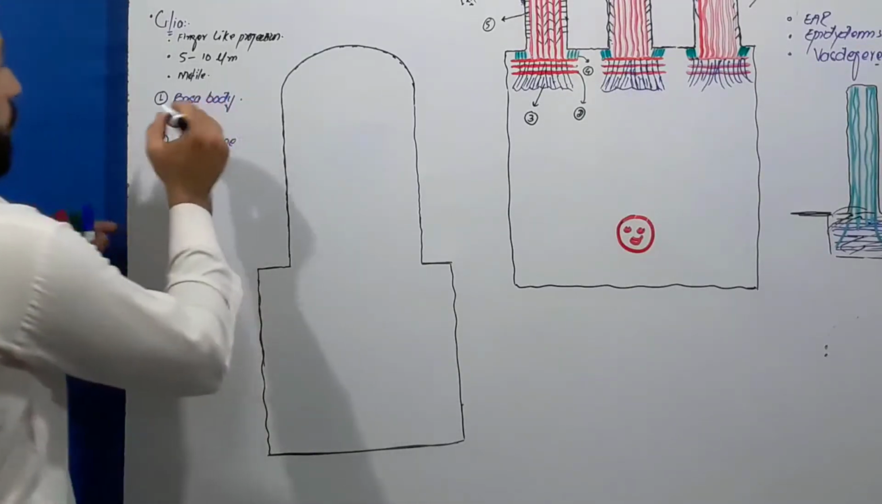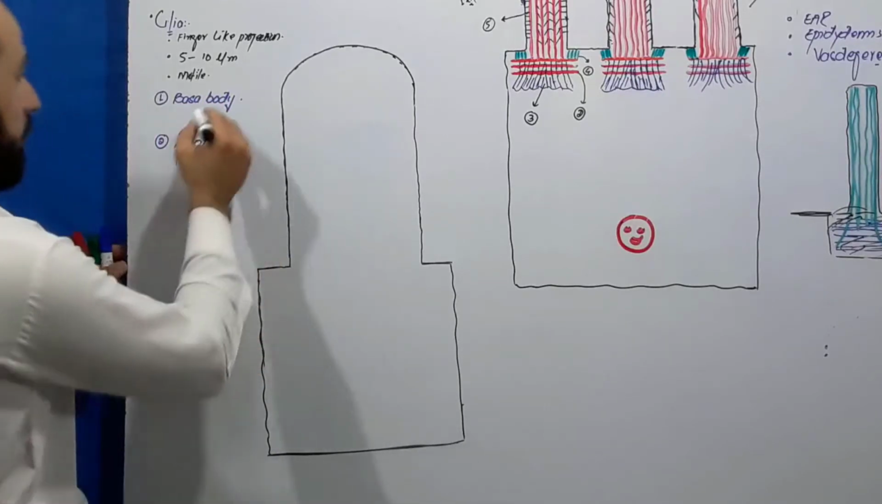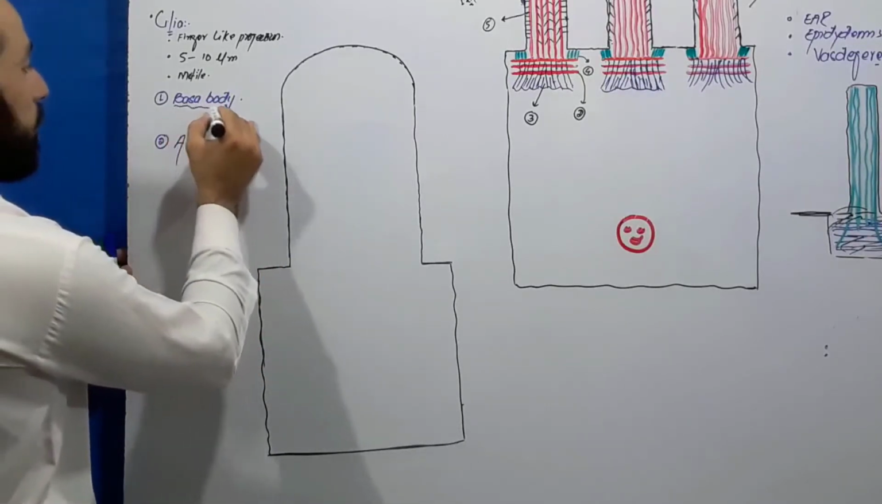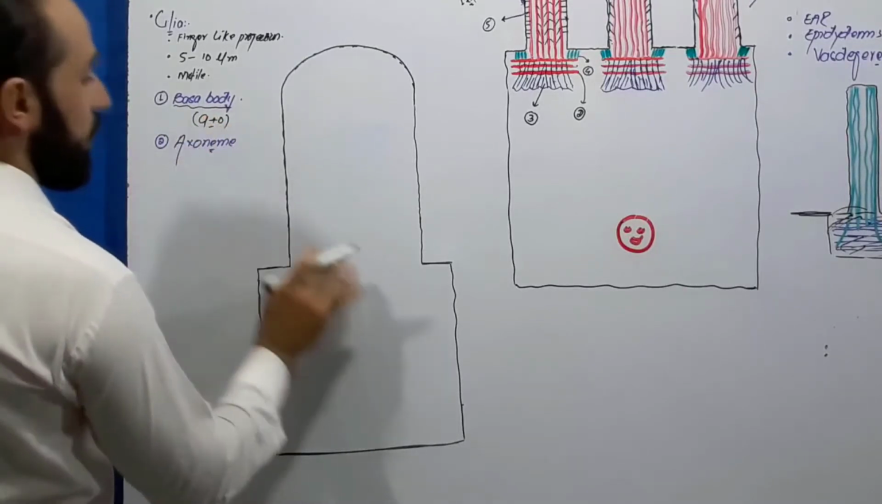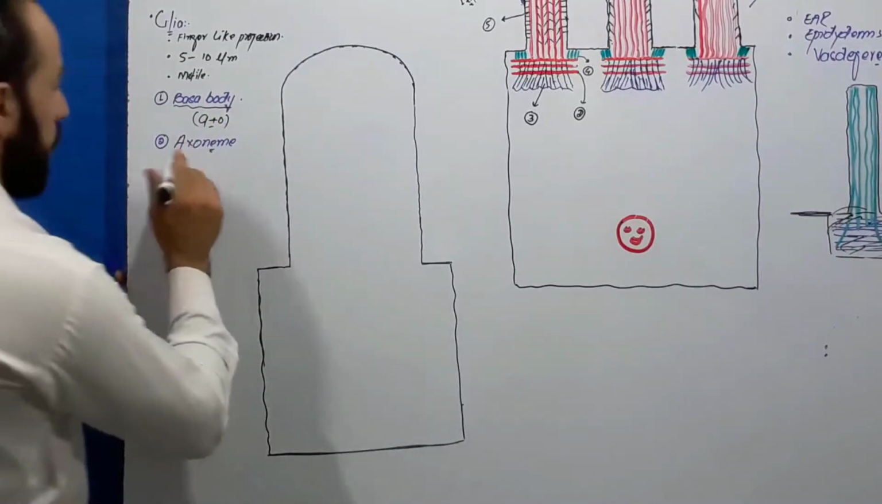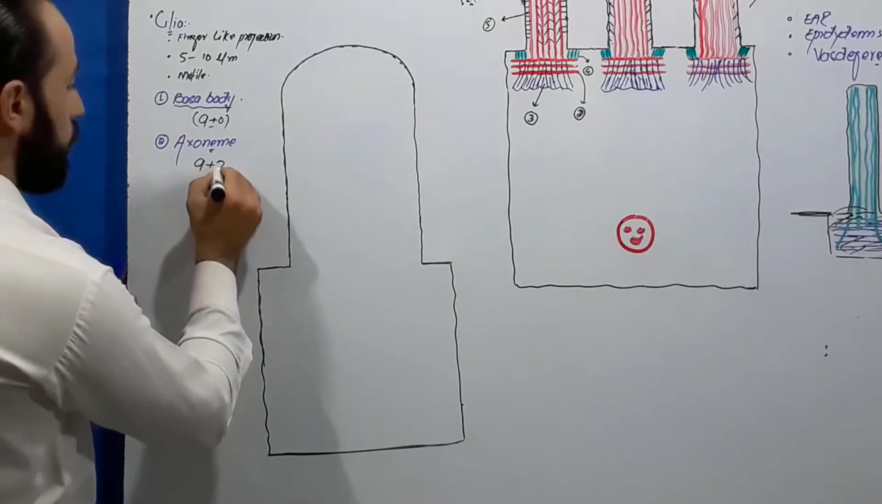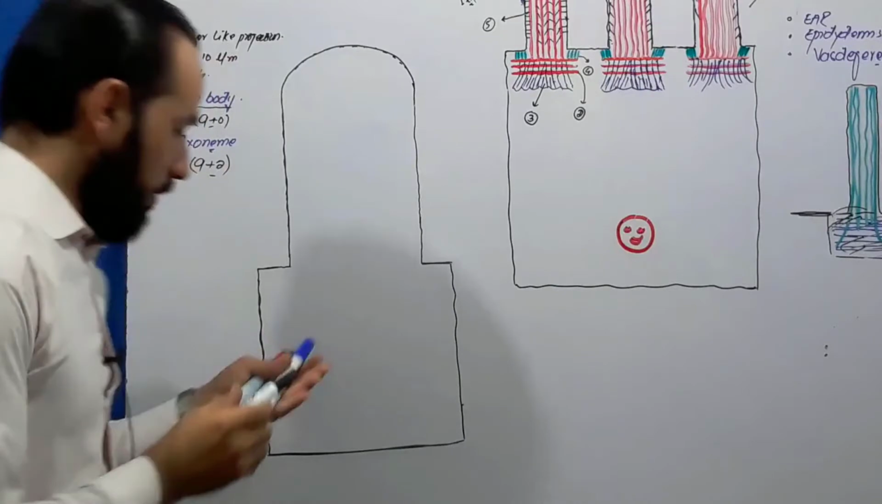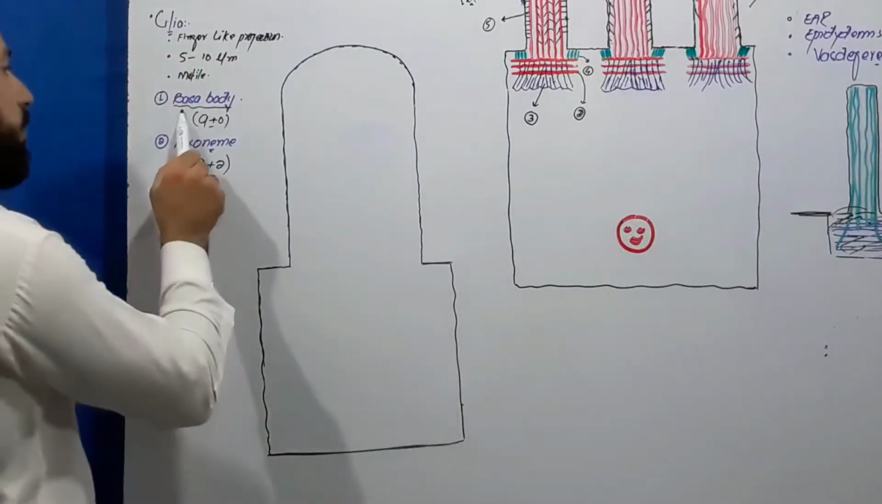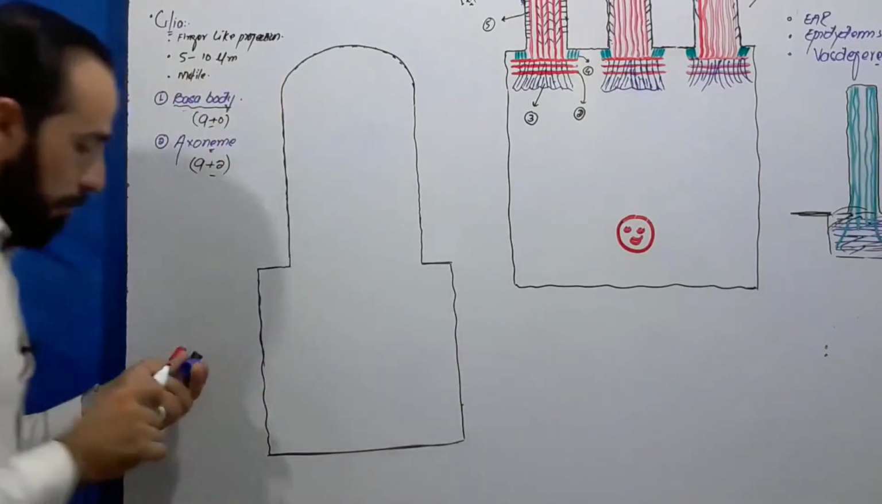For the arrangement, in the books they have written the formula for the basal body as 9 plus 0. And what is 9 plus 0? I will tell you. And for the axoneme we write 9 plus 2. What is 9 plus 2? We will see that right now, right? So let's first of all discuss the basal body.